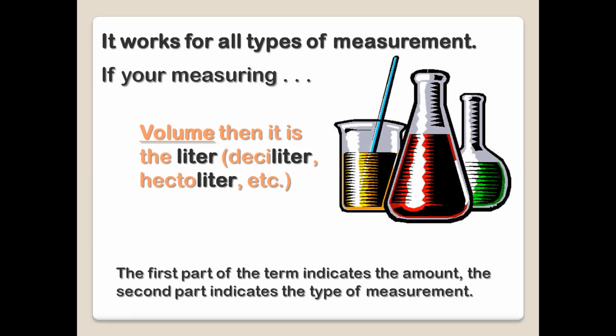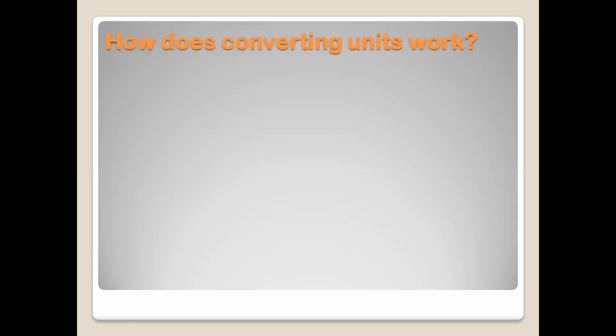The first part of the term indicates the amount, that is centi means it is the amount. The second part indicates the type of measurement. If I write gram, centi means it is the amount. If I'm using gram along with it, it means it is a measurement of mass. If I use centimeter, meter is a measurement of length. So it is easier to convert smaller and bigger units in the SI system. That is one great advantage.